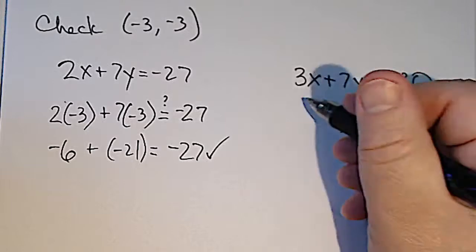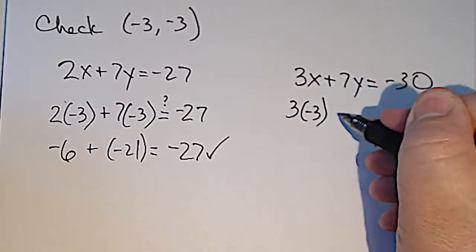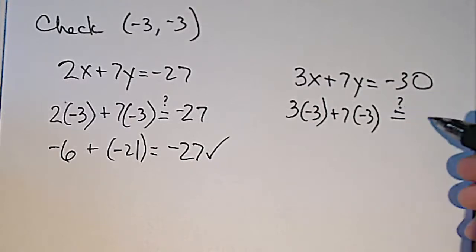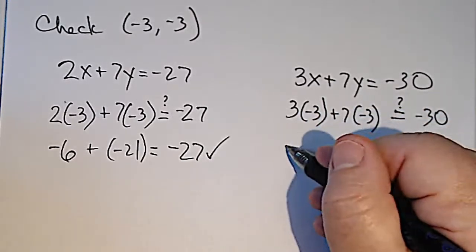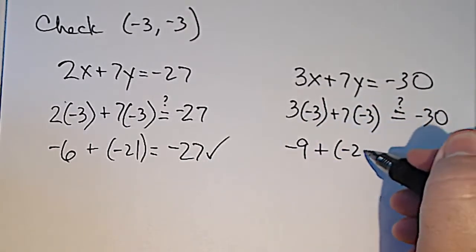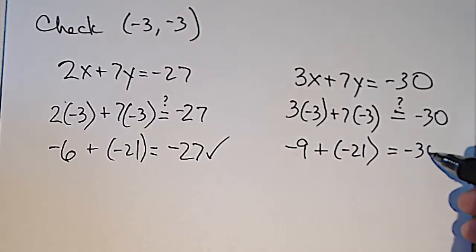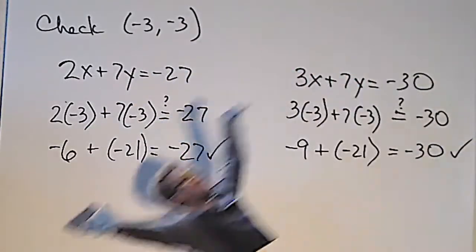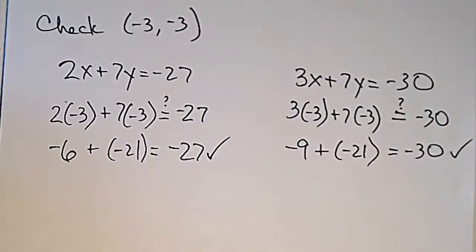How about on this one? 3 times negative 3 plus 7 times negative 3. Does that equal negative 30? So let's see, negative 9 plus a negative 21. Yep, that equals negative 30. It checked. Woohoo! Happy Matt Damon, we got an answer. Okay, so when we come back, yet more problems to be solved using elimination.